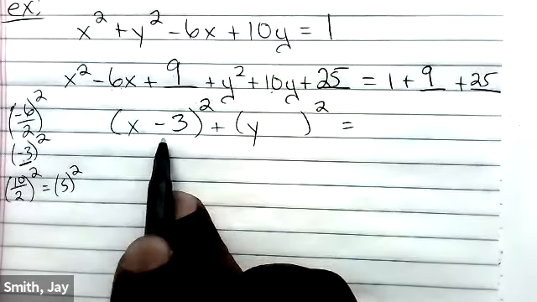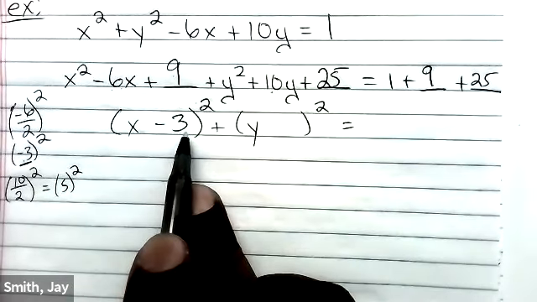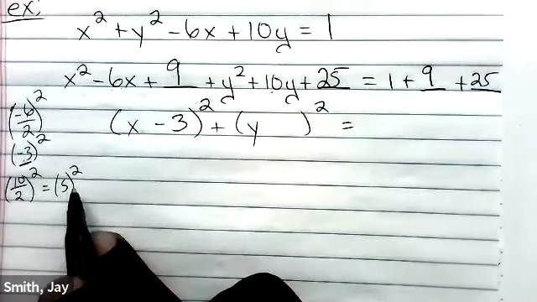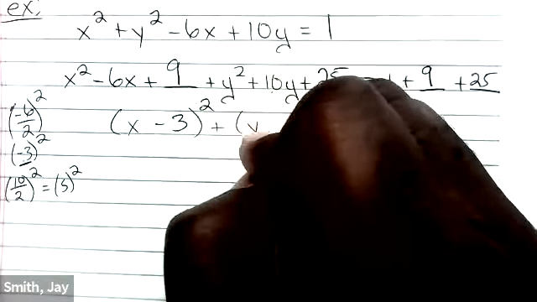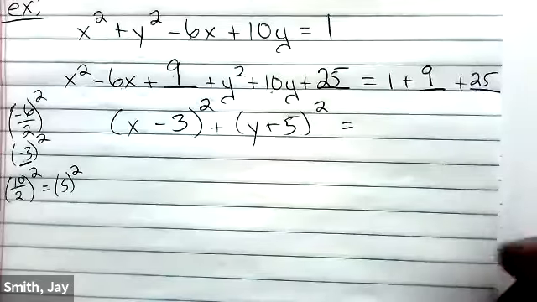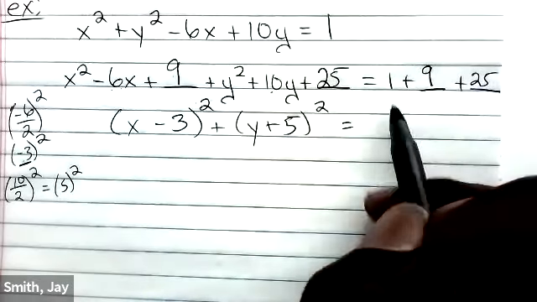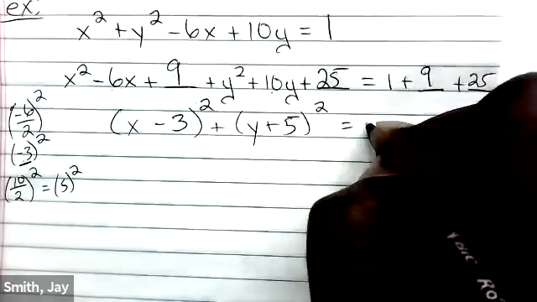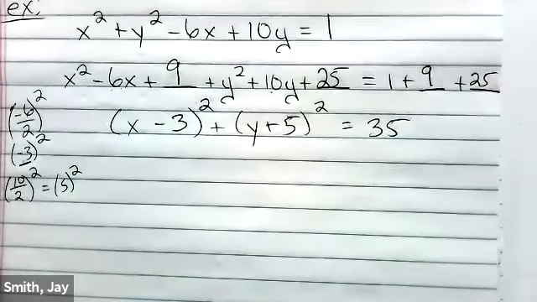All right, so negative 3 times negative 3 gives me positive 9. Negative 3 plus negative 3 gives me negative 6. So the factor for y would just be (y plus 5), if we notice that pattern, quantity squared. And of course, 1 plus 9 plus 25 is going to give me 35 for my constant.